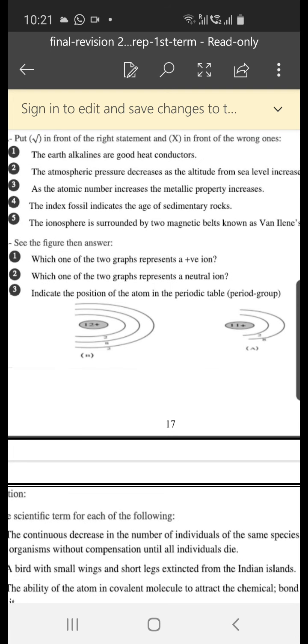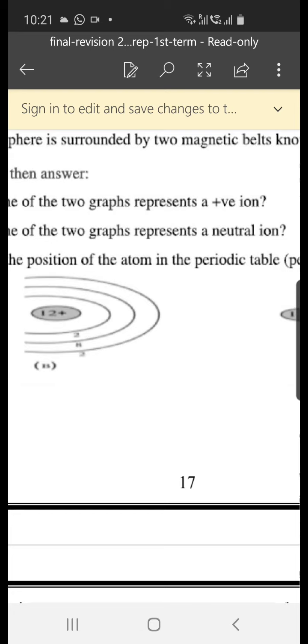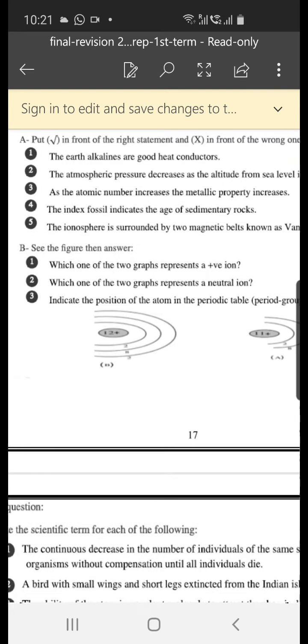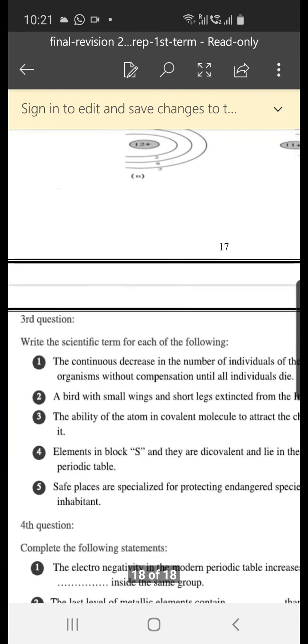Indicate the position of the atom in the periodic table, period and group. The atom here we have 2,8,2. So we have 3 energy levels, so it's found in period 3. And the last energy level has 2 electrons, so it's found in group 2A. Of course, you know this is the magnesium atom.